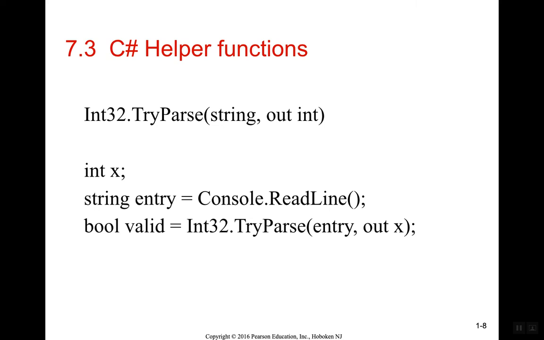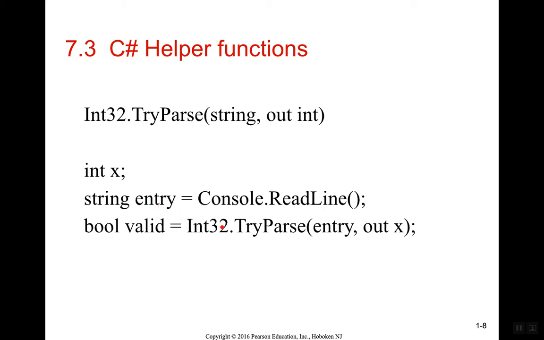We have some C# helpers. We're just going to run through this real quick, and then we're going to pick up here on Thursday. So instead of doing a convert, we can use this method called TryParse. What TryParse does is it takes the string value. We have an example here of how it would look. We define a variable named x as an integer. We prompt the user for a value, Console.ReadLine. So now entry is whatever the user entered, and we're going to try to convert it to a number.